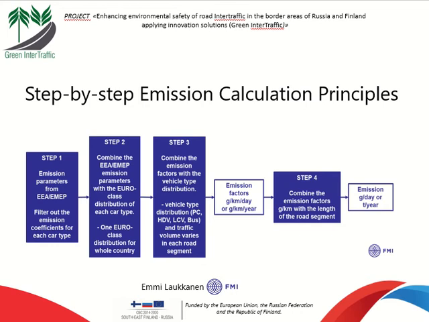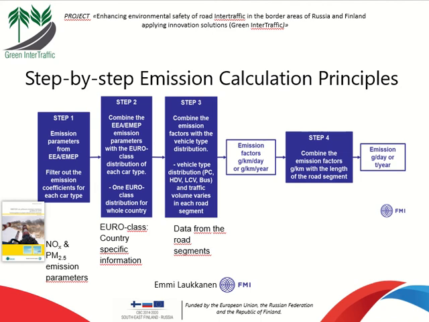I've sketched the emission calculation method in 4 steps. In step 1, we first collect the emission parameters from the EEA EMEP guidebook. This is done for every vehicle category and subcategory on fuel type and on Euro class, and for every driving velocity necessary, since the emission parameters depend on all these 4 things.